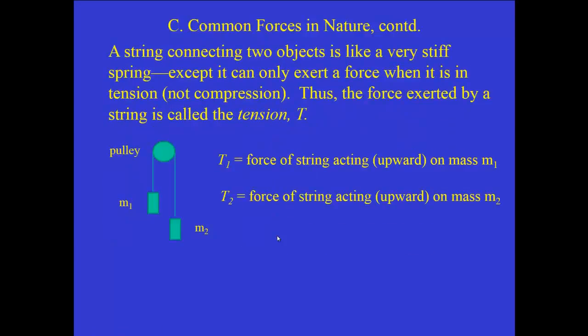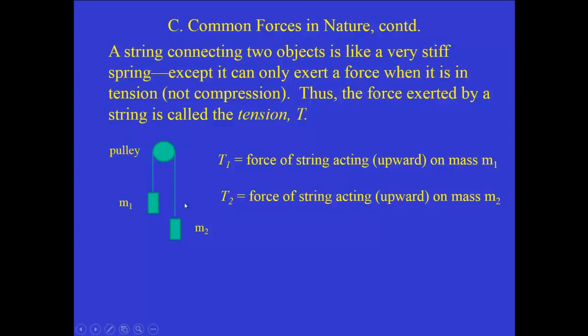And then one more situation that arises quite often is when we have a string or a rope connecting two objects. A string is kind of like a very stiff spring, except that it can only exert a force or convey a force when it's in tension. So if you had a situation where the string was simply coiled up lying on the ground and was not being stretched, it doesn't exert a force. But if, as you see in my sketch, two masses are connected to a string and that string is wrapped around a pulley that's free to rotate, then that string being stretched is now conveying a force.